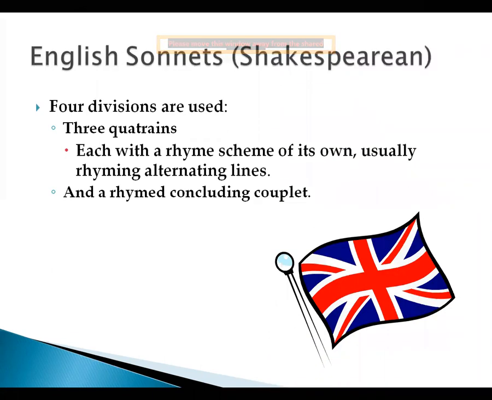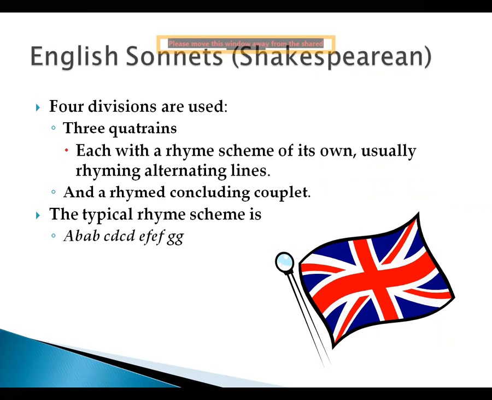Now, if we talk about the Shakespearean sonnet, there are 4 divisions in the Shakespearean sonnet: 3 quatrains and a couplet. I have discussed this before as well, that 3 quatrains, each with a rhyming scheme of its own, usually rhyming alternating lines. Okay? And there is a couplet. It means 3 quatrains, 4 lines each. And then there is a couplet that is 2 lines at the end.